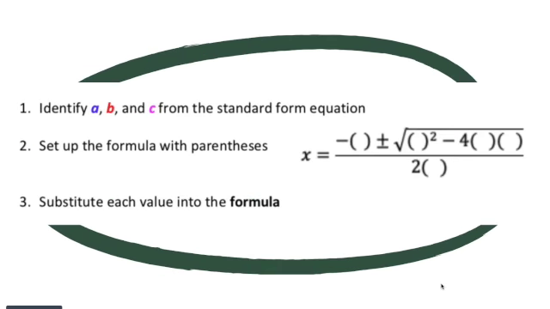The first step in using the quadratic formula is identifying the a, b, and c. The second step is setting up the formula with parentheses. As you can see here, I've set up the formula, but everywhere there's a variable, I've written a parentheses. The reason for this is because the variable is going to be replaced with a number. After you set up the formula with parentheses, you're going to substitute each value into the formula.